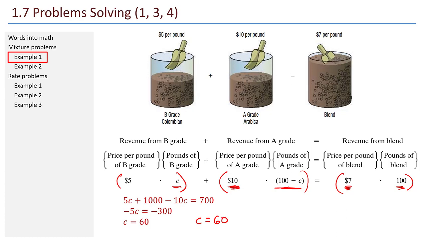I have 60 pounds of the B grade Colombian. And then the A grade, 100 minus C, is 40. I'll have 40 pounds of the grade A Arabica. There, we've solved the problem. So I know I need 60 pounds and 40 pounds in my blend.